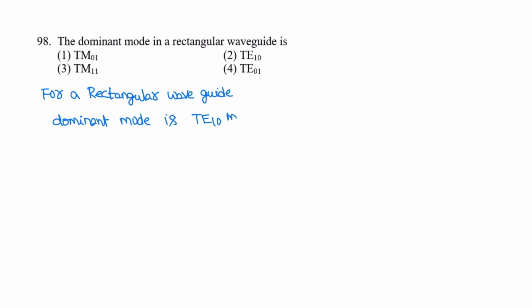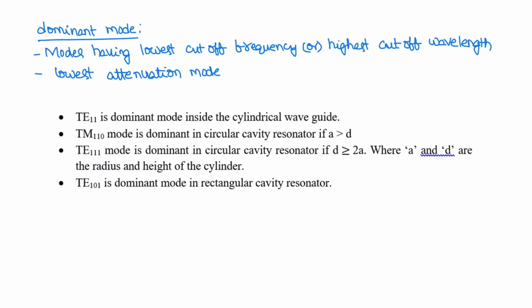TE10 mode if A is greater than B. A, B are the dimensions of the waveguide, and it is TE01 mode if A is less than B. So here dimensions are not mentioned and this is taken as the generalized case. So the dominant mode is TE10 mode. Correct option is 2.